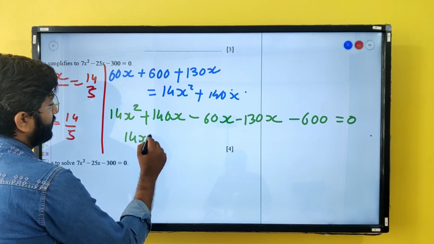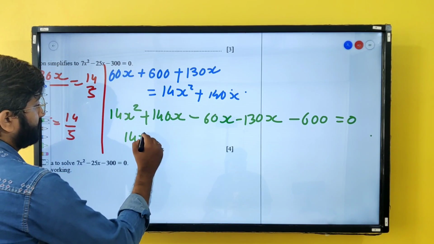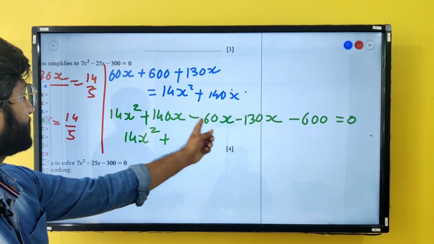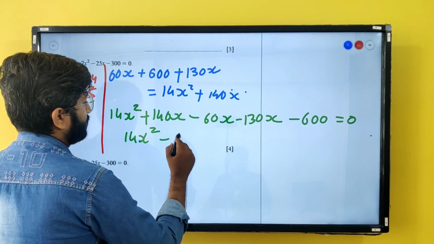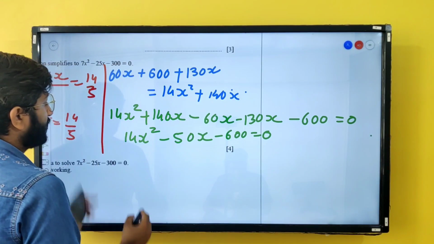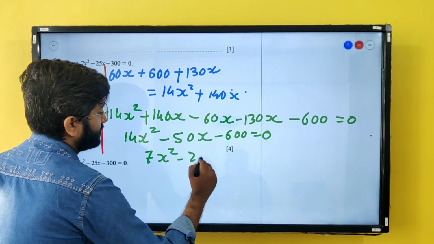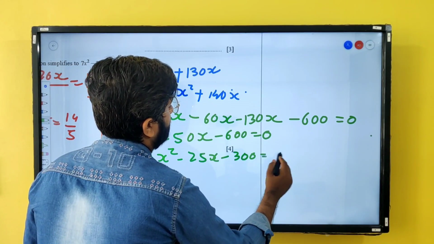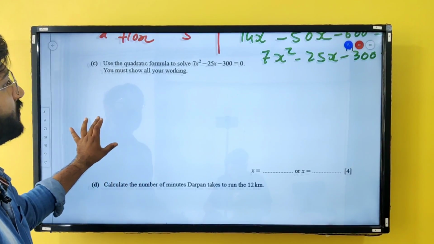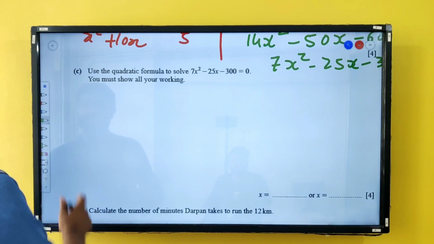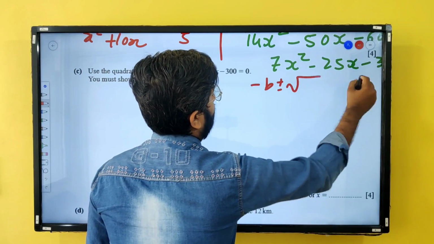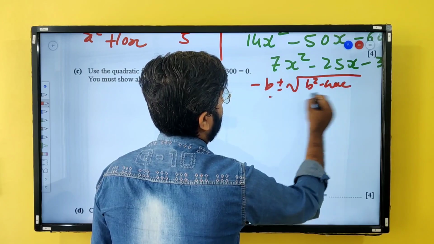So from here I can write 14x square, 140 minus 60 is 80, 80 minus 130 is minus 50. Okay, so minus 50x minus 600 equals 0. Taking 2 common, I can write 7x square minus 25x minus 300 equals 0. Right? Next, use the quadratic formula to solve the equation. Okay, we know the quadratic formula is minus b plus or minus under root b square minus 4ac upon 2a.